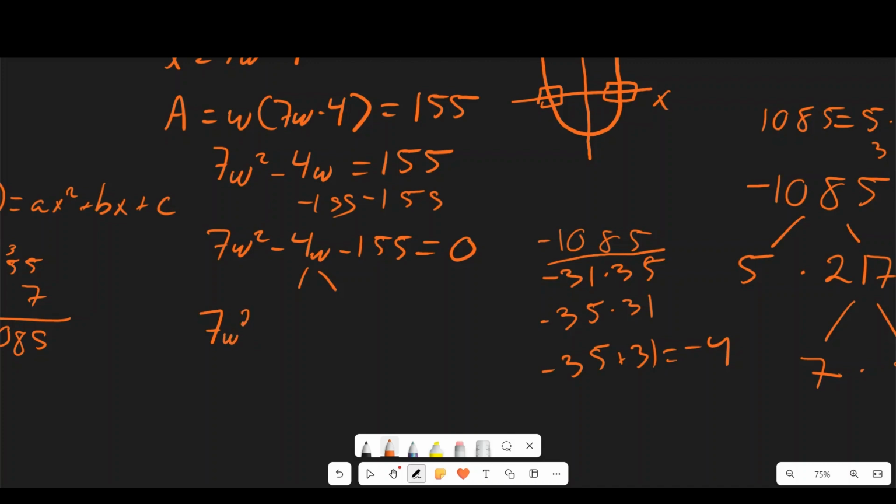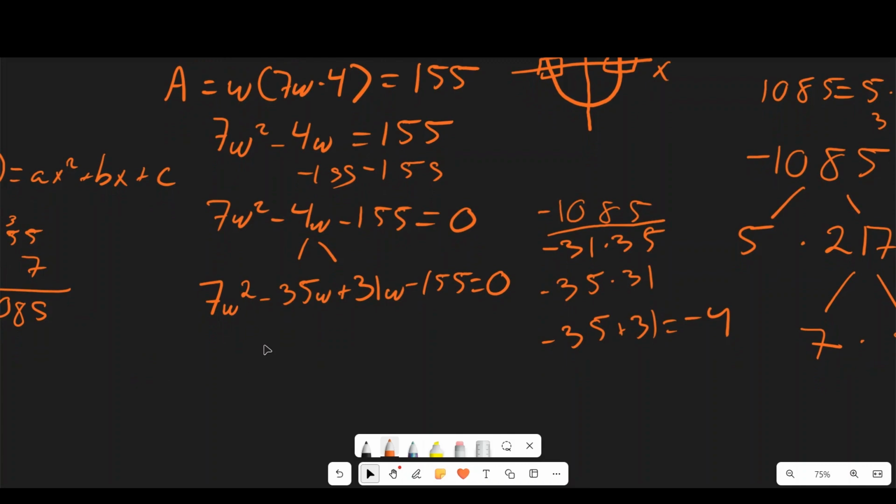So 7w squared minus 35w, right? Minus 35w plus 31w. So remember, we want these two to add up to equal minus 4, and they do. Minus 155 equals 0. Okay, now let's try and factor these out even further.